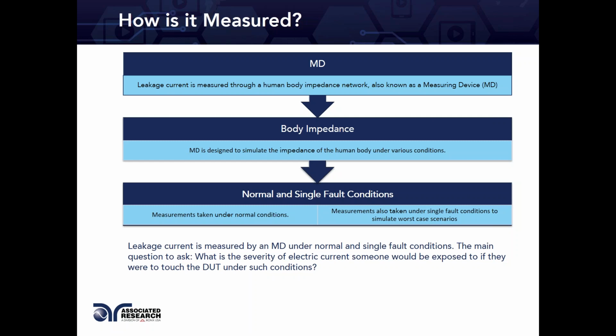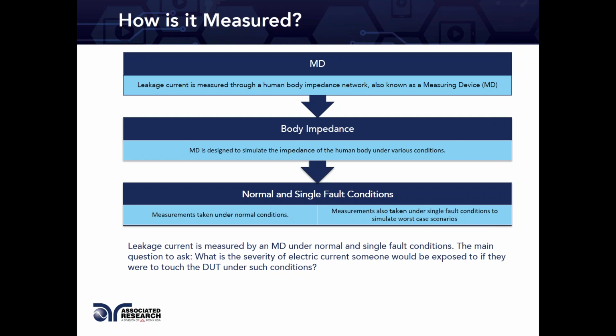We'll show you some examples of measuring device circuits, but leakage current is measured through a human body impedance network, also known as the measuring device circuit. And the measuring device circuit is designed to simulate the impedance of the human body under various conditions.